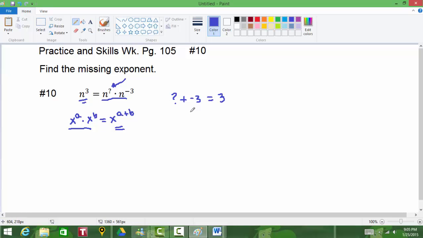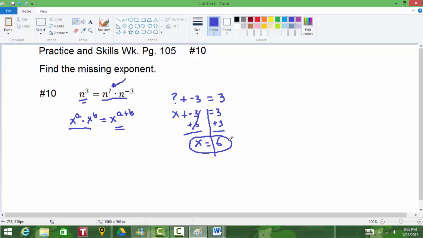So if we just solve that, kind of pretend like this is x plus a negative 3 equals 3. So what we can do is add 3 to both sides. So let's add 3. And if we do that, we get an x over here on this side. On the right hand side, I get a 6. And we'd get x equal to 6.